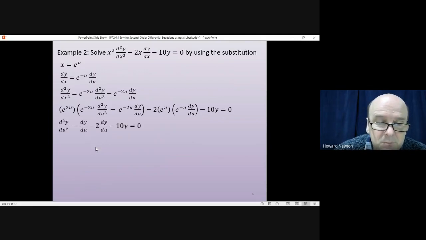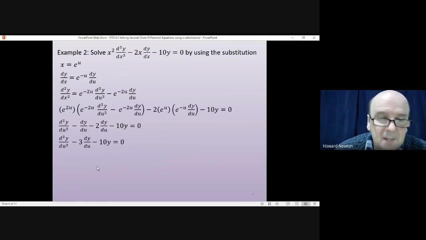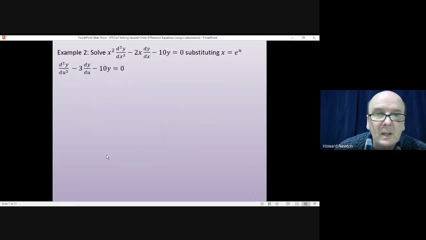These two middle terms we can add together, and that gives us d2y by du squared minus 3dy by du minus 10y is equal to 0. So we started off with a second order differential equation with variable coefficients that we were not able to solve. By using the substitution x equals e to the u, we've been able to transform it into a second order differential equation with constant coefficients that we can solve by the normal method.